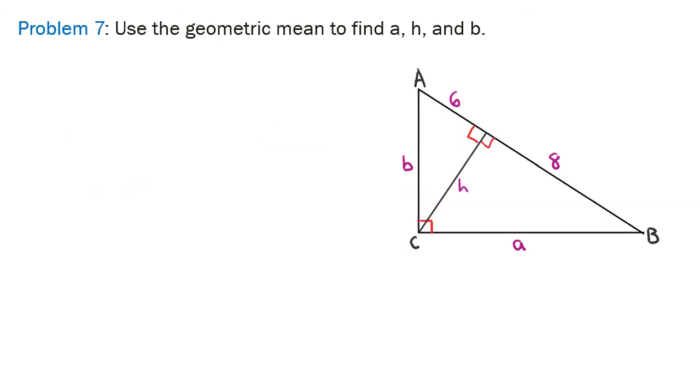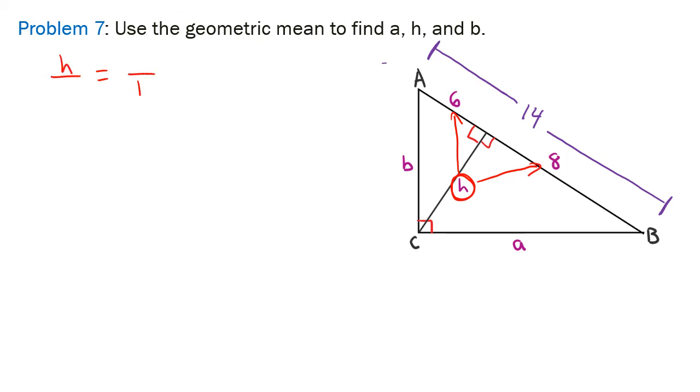All right, it says use the geometric mean to find A, H, and B. So I'm going to start off by first making sure that I know the length from here to here. That's the one thing you always want to know if you want to find B or A. So we need to know 6 plus 8 is going to give us 14. Okay. So let's start off with finding H. If I want to find H, right here is our altitude, which means it's going to go to 6 and 8. So I'm going to set my proportion.